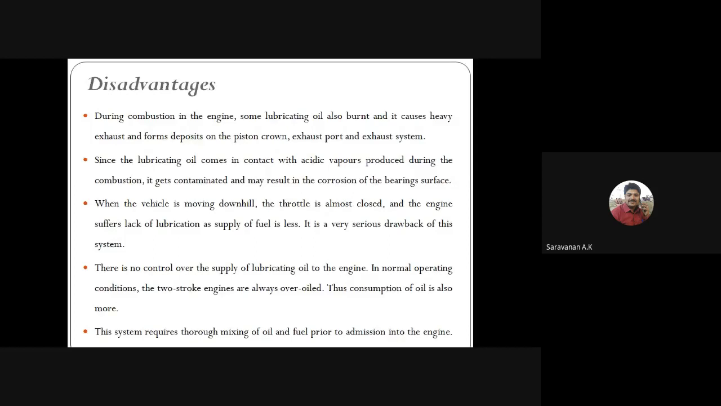But we have plenty of disadvantages. Due to these disadvantages, we prefer other lubrication systems. So these are all the disadvantages.